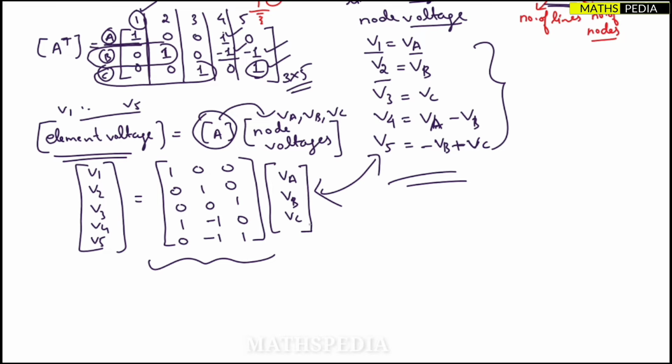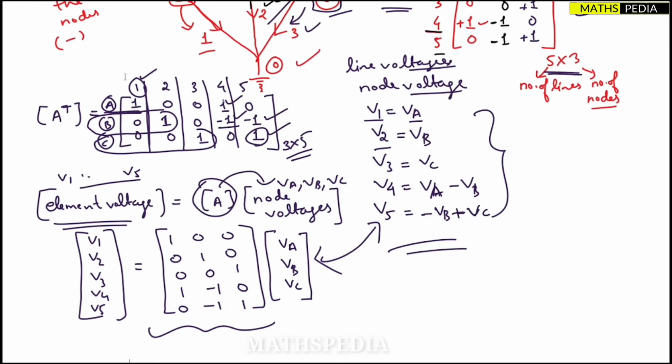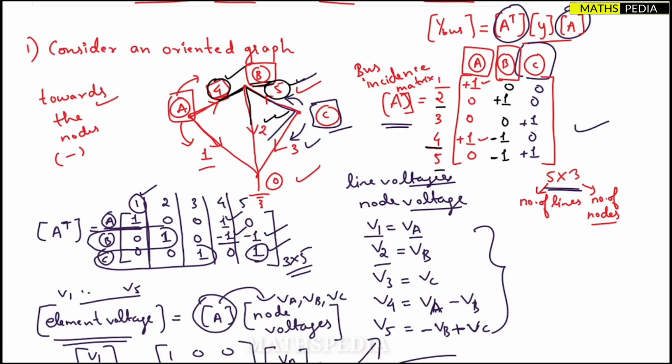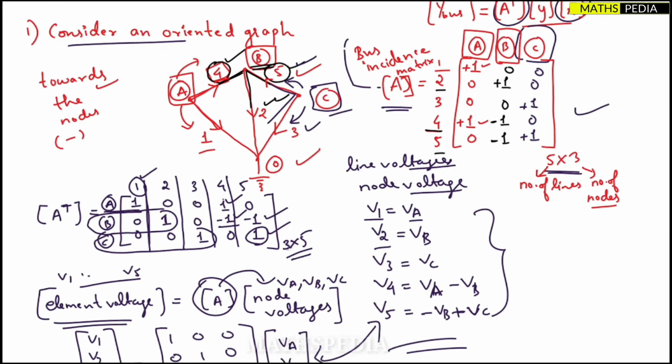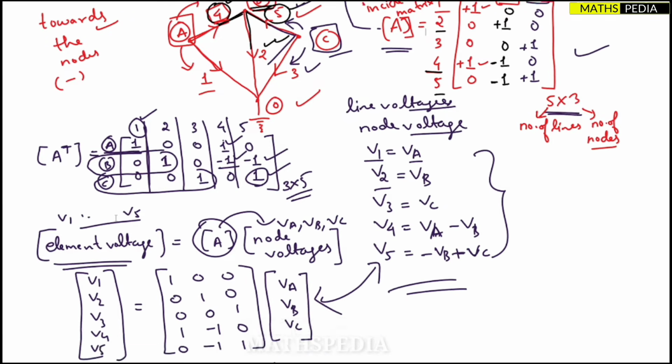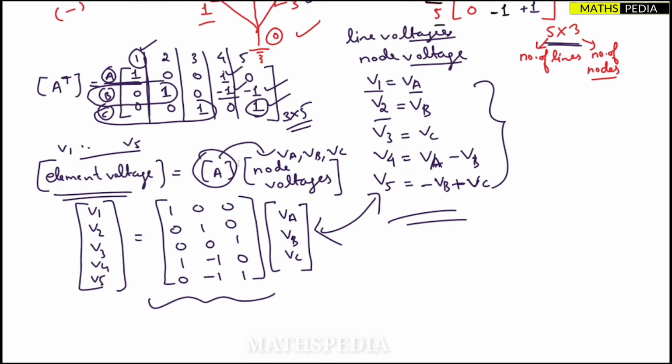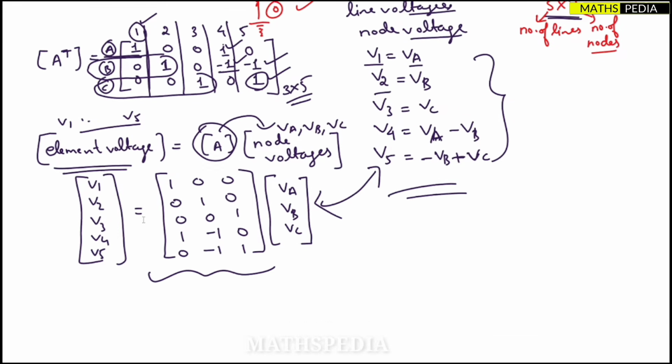Now let us try to understand using the matrix form. I'll just tell you what all steps we are involving. First step is that you have to consider the oriented graph, then you have to write the bus incidence matrix, the A matrix. Second step is that you have to write the A transpose matrix. Third step is that you have to form the relation between the element voltages, or we can call them line voltages, and the node voltages, using the bus incidence matrix. That's it. Okay.